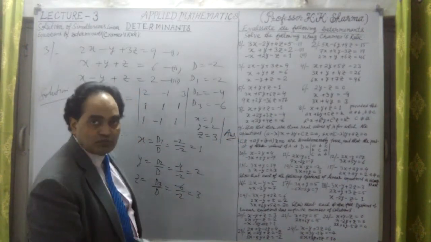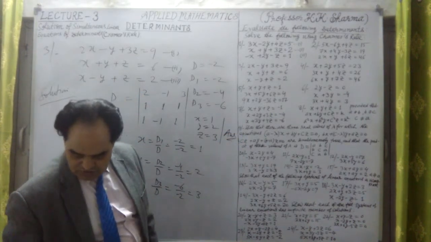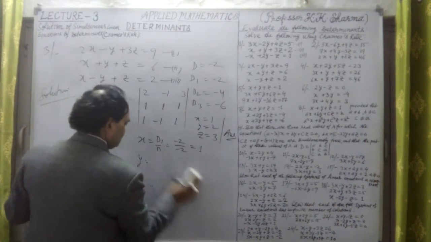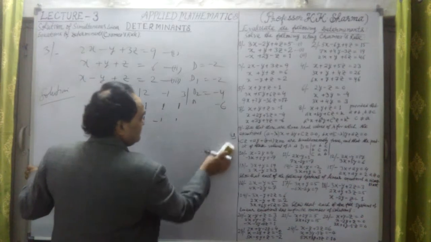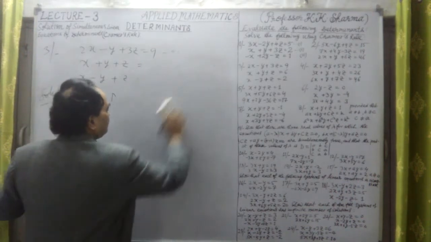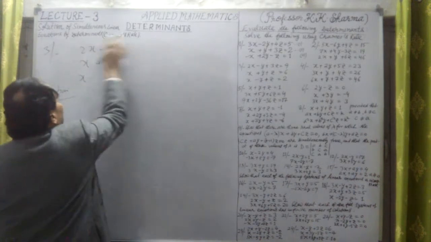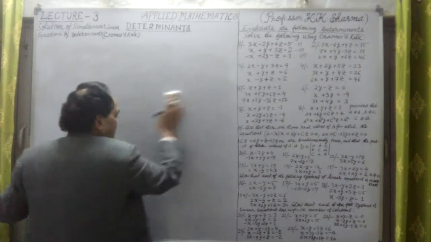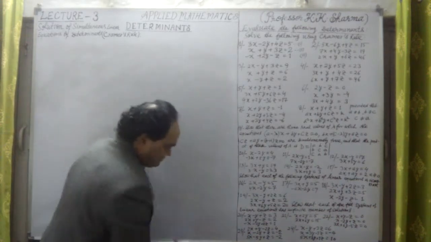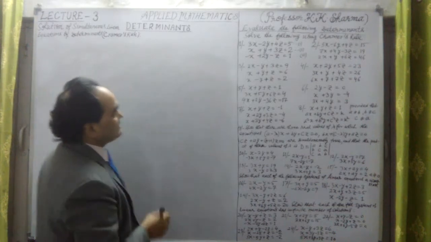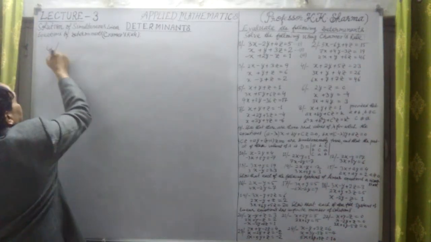Okay, so the process we are discussing is Cramer's rule. For Cramer's rule, we are discussing it and following up with competency questions. Next, let's take question number 4. Let me solve question number 4. Question number 4 says, it is the fourth question.